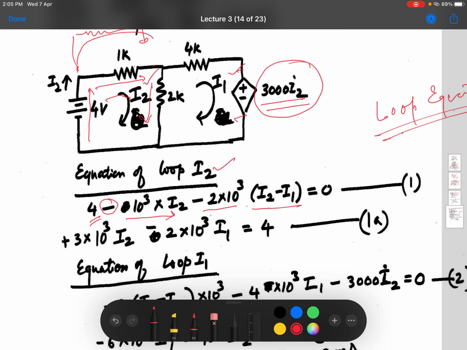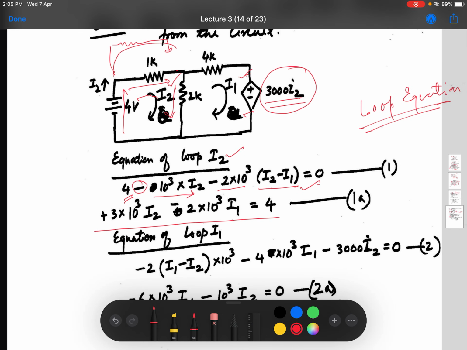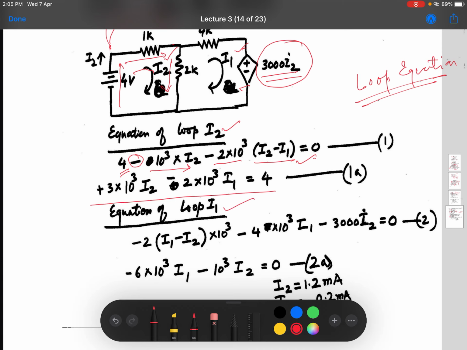If you don't remember, you can go to lecture 2 and see how we have written these equations. So this is how you write this equation, and this is the loop equation after doing certain modifications. How does the 3 come over? Some addition is there, I2 and I3. So that is the equation for I2, and then you can also write the equation for I1 in a similar fashion.